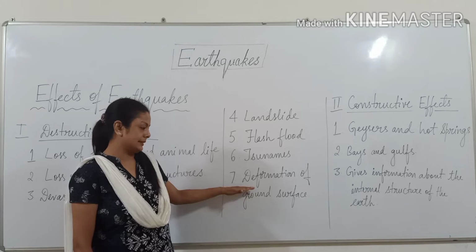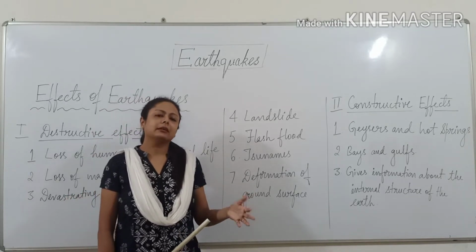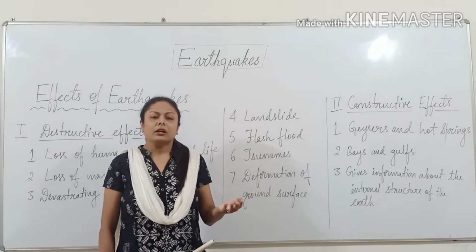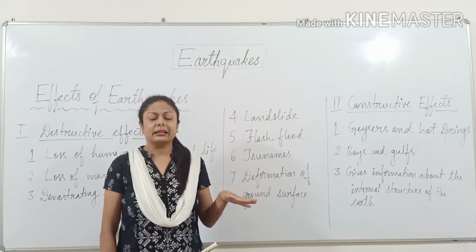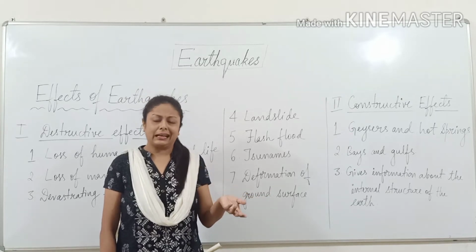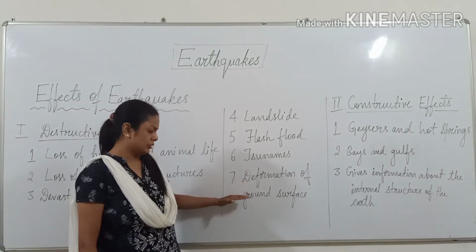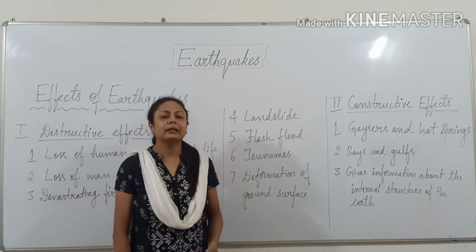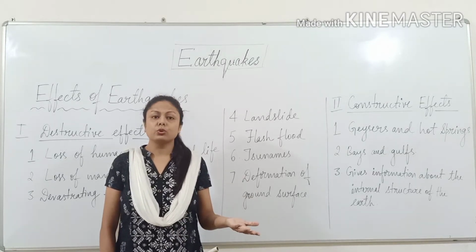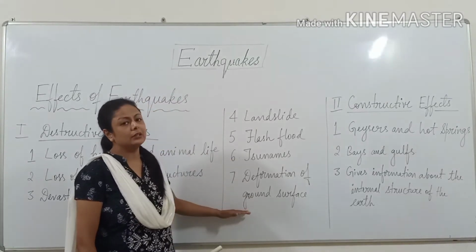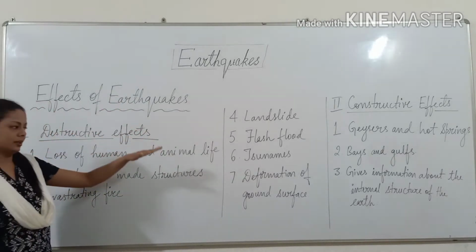Now the next in the list is deformation of the ground surface. As a result of an earthquake, the land gets cracked, there is faulting, and even agricultural areas can be destroyed because of the cracking of the surface. So the ground surface may get deformed, and there can be loss of agricultural land. There can be other destruction too because of the earthquake. So students, these are the destructive effects of earthquakes.